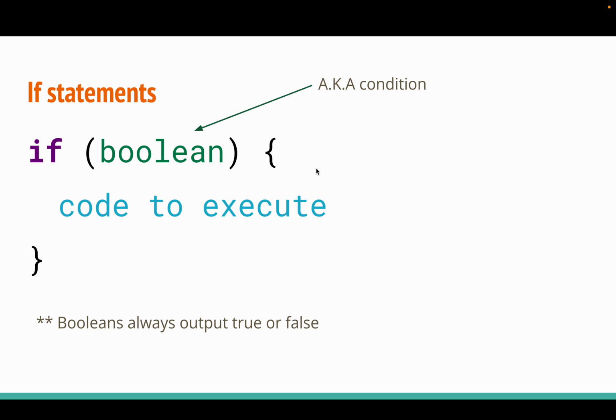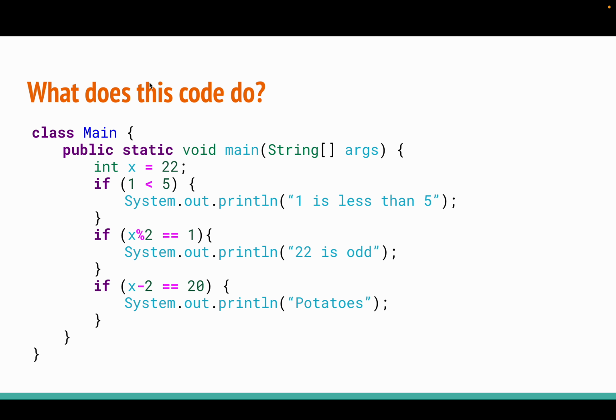All right, next on to if statements. So essentially the format here is if, parentheses, inside you're going to have a boolean, and then curly brackets, and inside is going to be the code to execute. So if you might recall, a boolean is either true or false. So if the boolean is true, then it'll execute this code. If the boolean is false, then it'll just skip over the entire if statement and not do anything. So try to figure out, what does this code do? Pause now and see if you can figure it out.